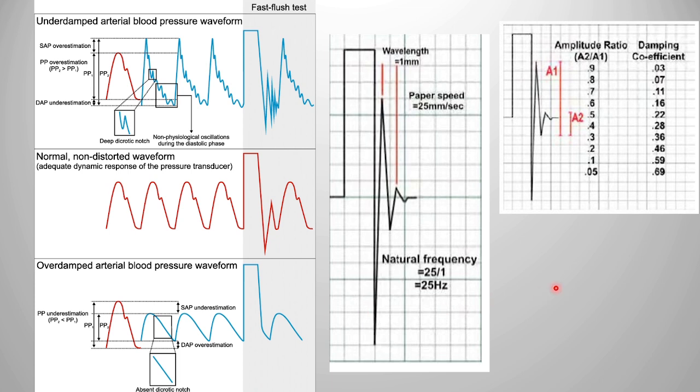Two more naturally important things are leveling and zeroing. Leveling should be at the phlebostatic axis, in and around the position of the right atrium, and zeroing is important to tell the monitor that it has to regard the atmospheric pressure as 0. You close it to the patient side, open to the atmosphere, and zero it, so that the atmospheric pressure will be sensed by the pressure transducer, and it will be regarded as 0.